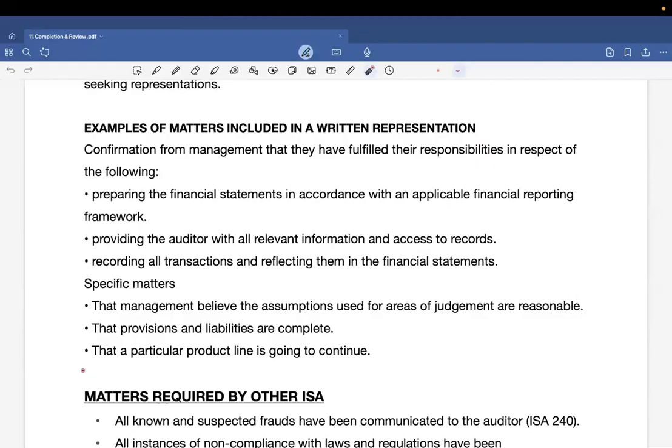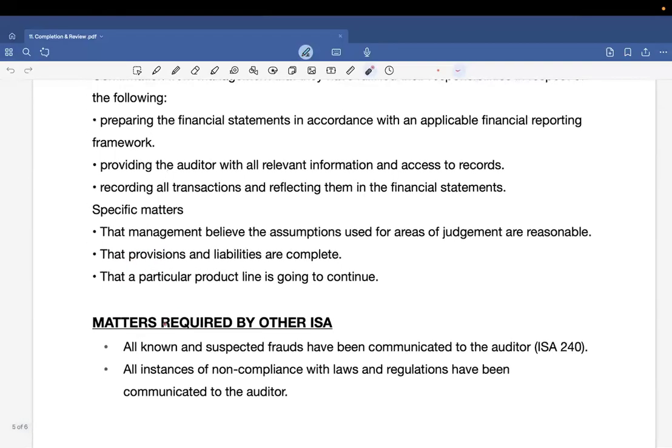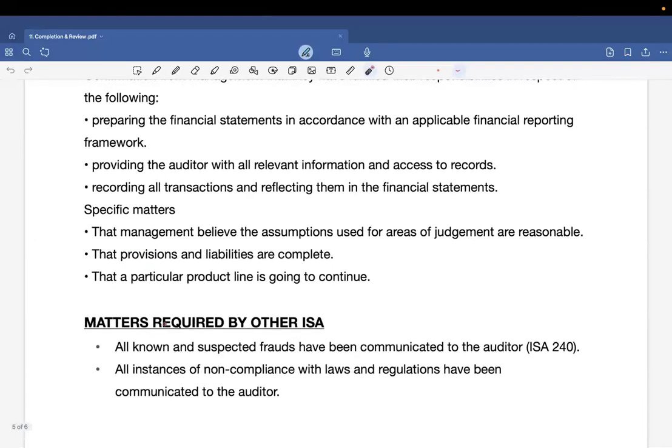Clear? Then we are going to get the written representation on the provisions, liabilities, etc. And if there is any product line which is going to continue or going to discontinue, we are going to get the written representation for that as well. Now, matters required by other ISA.